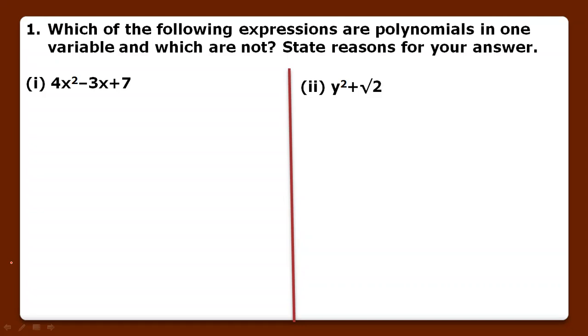We know that a polynomial in one variable means a polynomial in which one variable is present, and what is a polynomial? The exponent, the power of the variable, must be a whole number. So let's check. First part says 4x square minus 3x plus 7. It is a polynomial in one variable. Also, the power of the variable is a whole number.